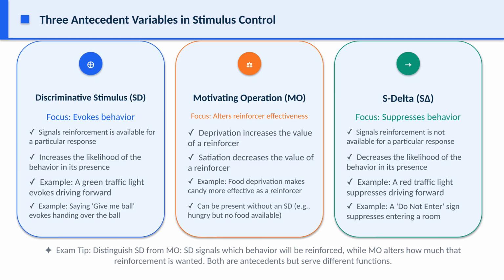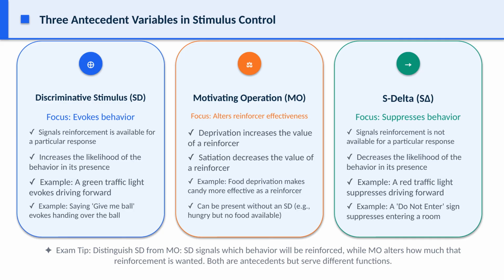On this slide, we're breaking down the 3 antecedent variables essential to understanding stimulus control, a core concept for the BCBA exam under B12. The discriminative stimulus, or SD, signals that reinforcement is available for a specific behavior, evoking that behavior due to a history of differential reinforcement. Think of a green light prompting you to drive forward or a client handing over a ball when you say, "Give me ball."